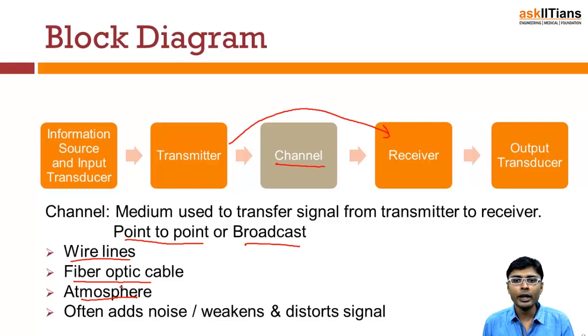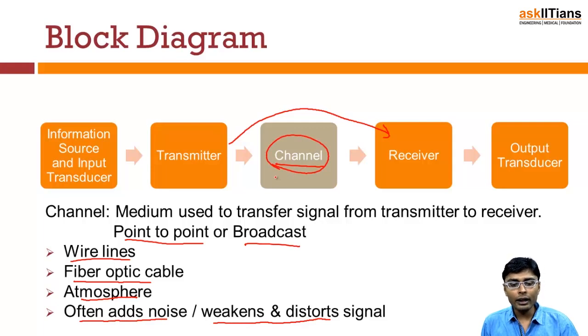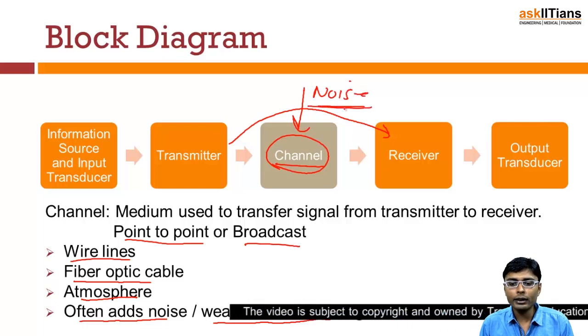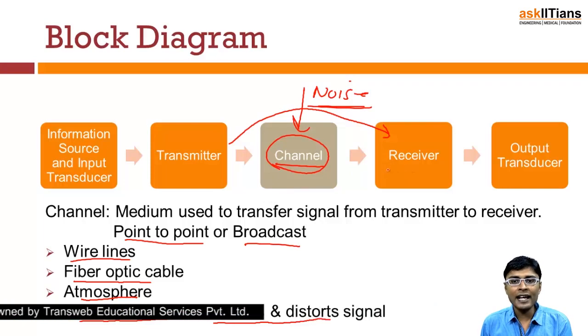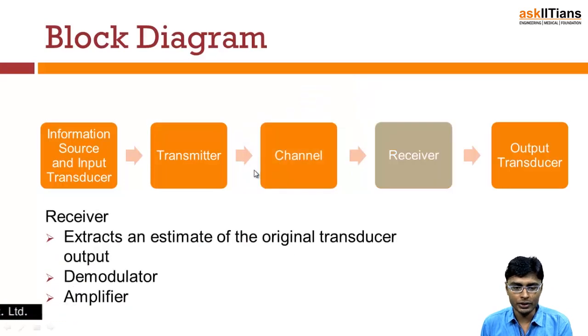In mobile communication, we are sending our signals in the atmosphere, that is, in free space. Basically, the channel often adds noise, or weakens or distorts the signal. So this is the block where the information distorts or weakens, because noise is added here in the channel. Therefore, the receiver will not get the exact information which we are sending from the transmitter.